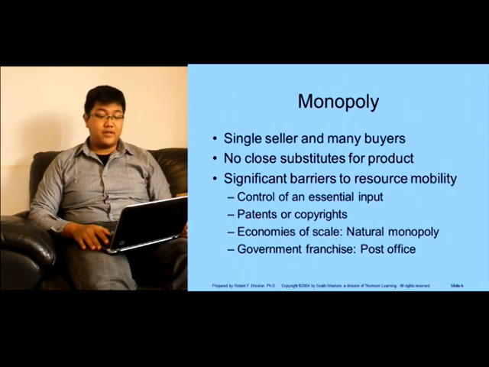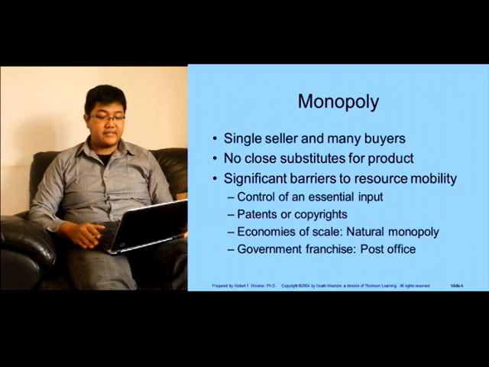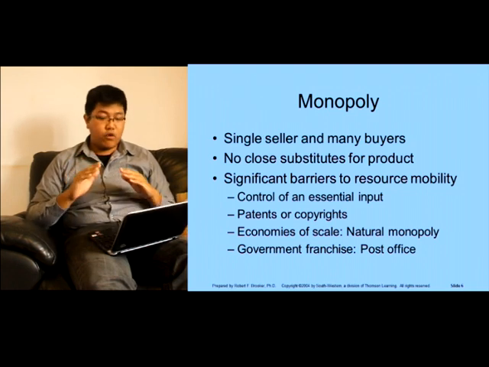In monopoly, there is only a single seller and many buyers. It has no close substitutes for the product, and the significant barriers to resource mobility are control over essential inputs, patents and copyrights, economies of scale such as natural monopoly, and government franchise like the post office. As we know in Indonesia, PLN and Pertamina are owned by the government.